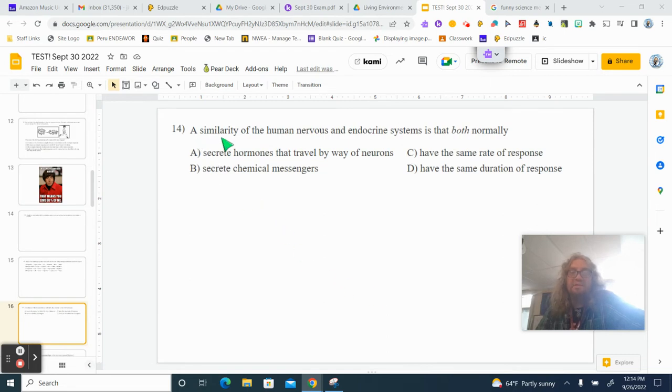Number 14, a similarity of the human nervous and endocrine system is that they both normally A, secrete hormones that travel by way of neurons, B, secrete chemical messengers, C, have the same rate of response, or D, have the same duration of response.